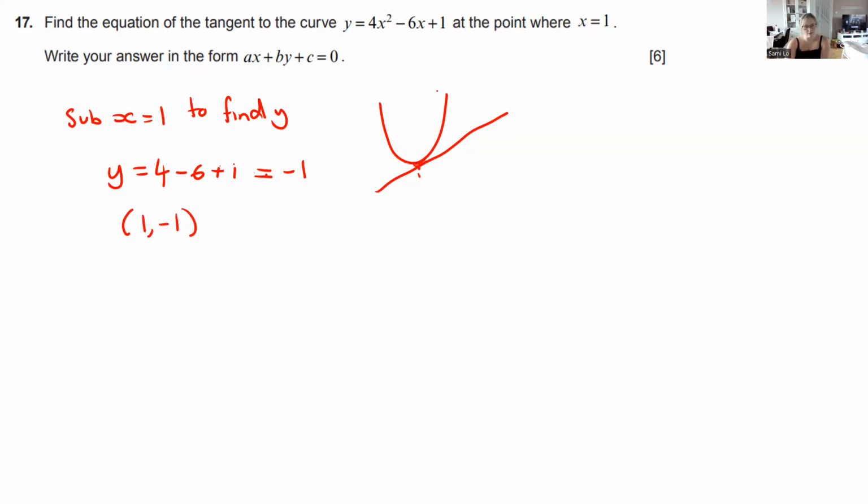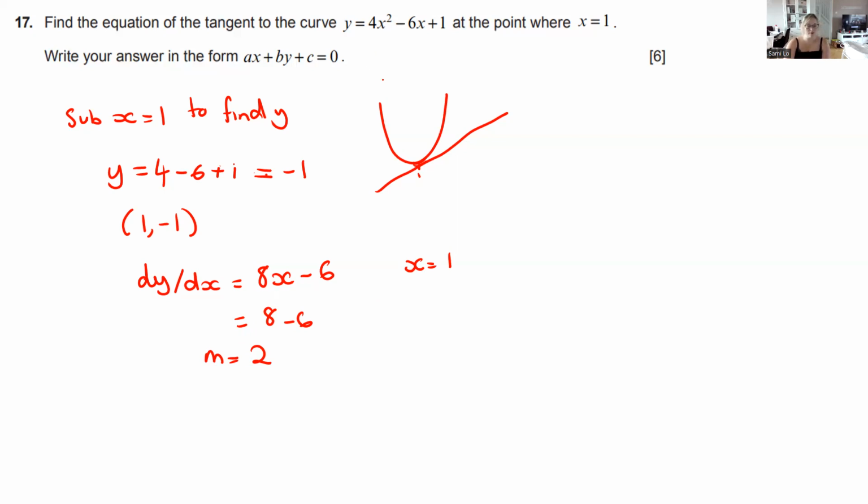The next thing I need to do is to basically find the gradient of that line. Now we do this by using differentiation. Differentiation finds the gradient at any point, okay? So we're going to do dy by dx. And remember, the power goes in front, so that gives me 8x and drops down by 1. And again, power goes in front, so it's just going to be that. Now we're finding it when x is equal to 1, so again, we're going to sub that in. So that's going to be 8 minus 6. So m is equal to 2.